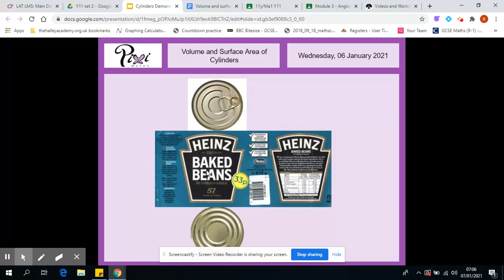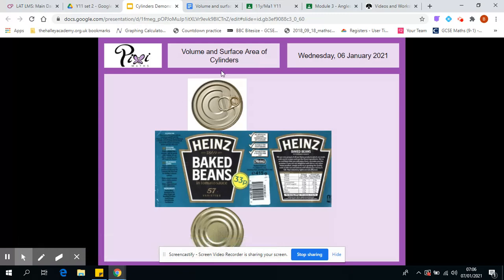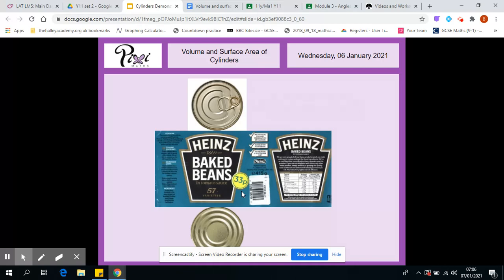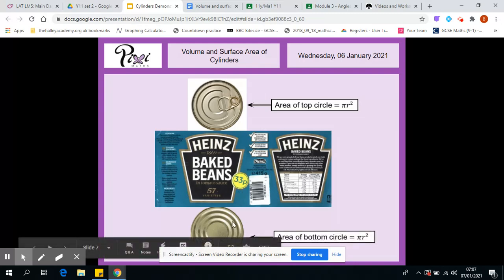Here, this is the net of a cylinder or the net of a tin, as the tin is in the shape of a cylinder. That's the top face, which is a circle. The bottom face is also a circle, and the middle face is a rectangle. We can find the area of the top face using the formula pi times radius squared. The same goes for the bottom circle.